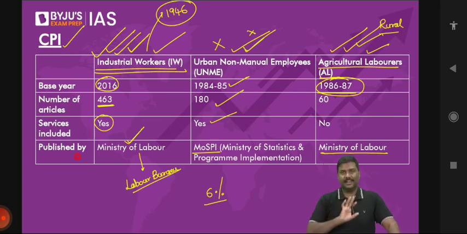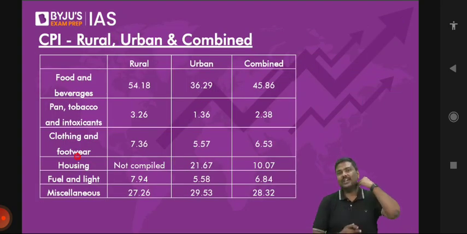Why UNM is discontinued, etc.? Why should you be worried about it? I'll tell you the reason. Anyways, you have introduced the CPI combined rural and urban. Right? You already have introduced it. Why should you need UNM then? Right? There are various reasons. Don't worry. Just focus on what is required.